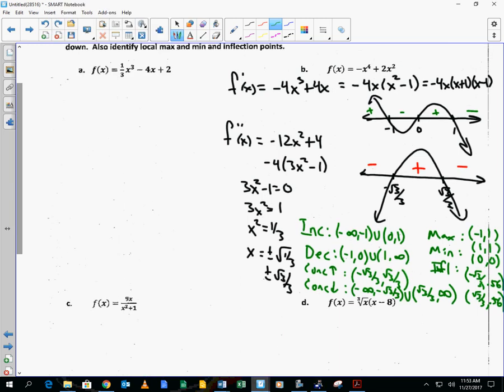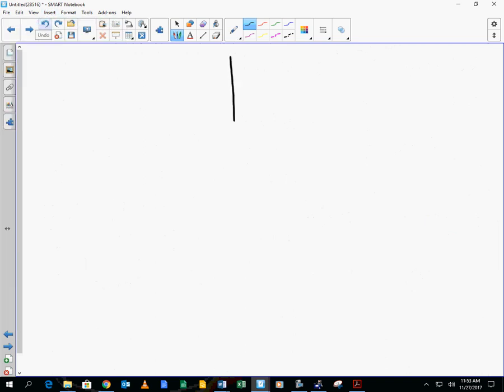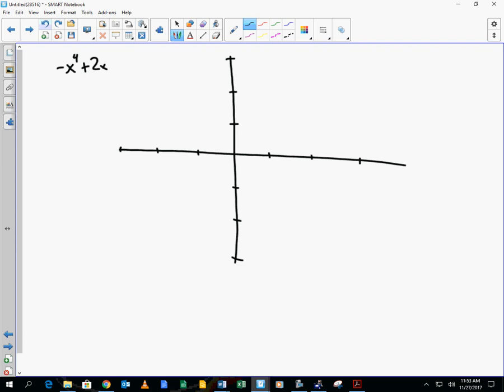Now, you don't have to write this part down, but I want to show you something that I think is pretty cool. So, picture Isaac Newton back in the day, okay, 1600s. He wants to know how to sketch as accurate of a graph as possible of negative x to the fourth plus 2x squared. And he doesn't have a graphing calculator. So how does he do it?